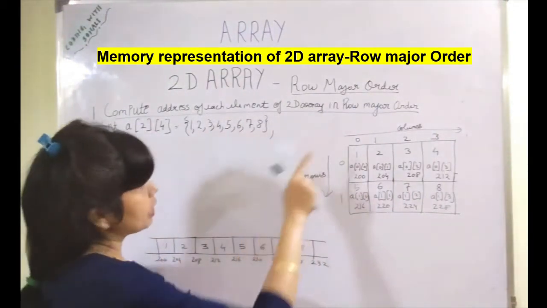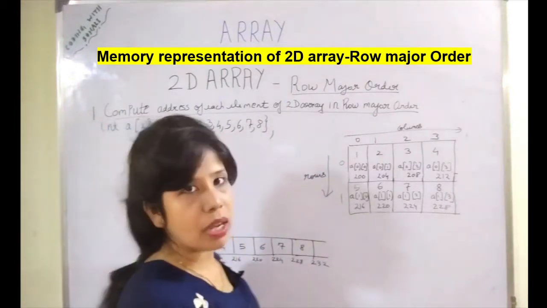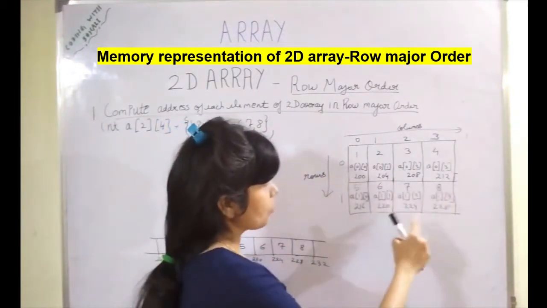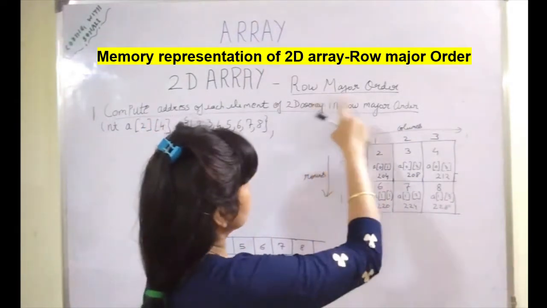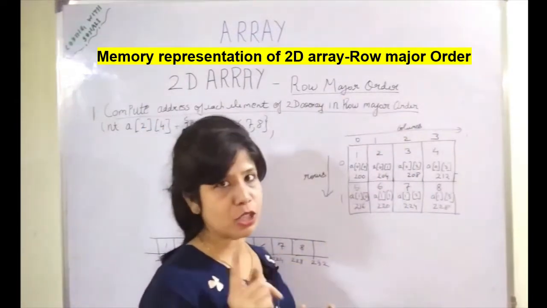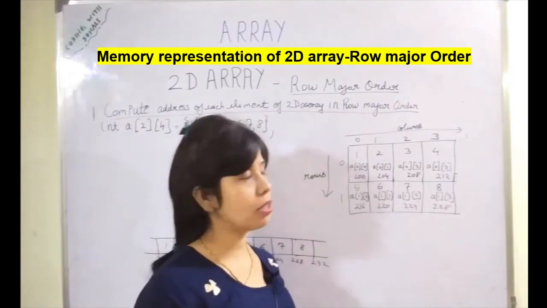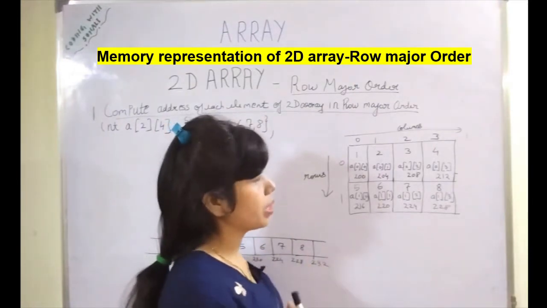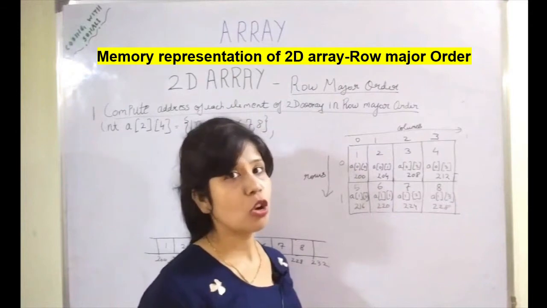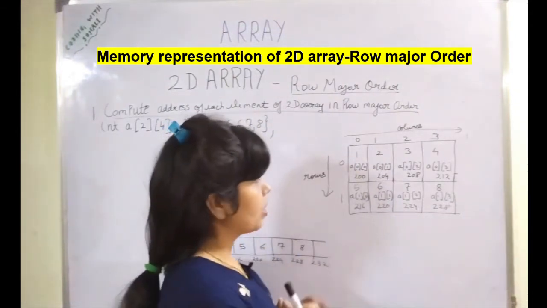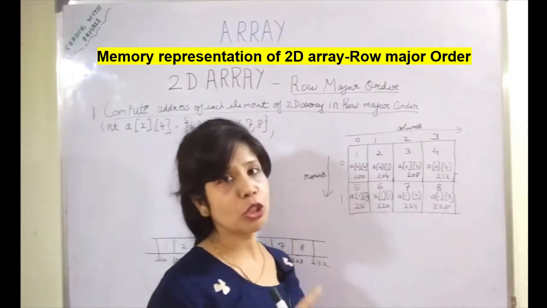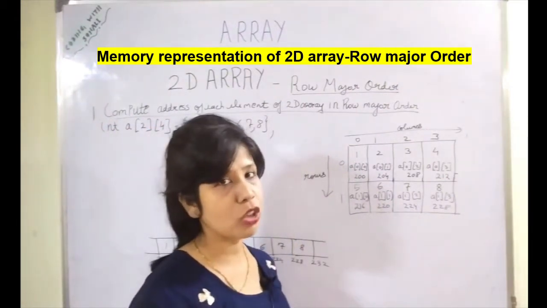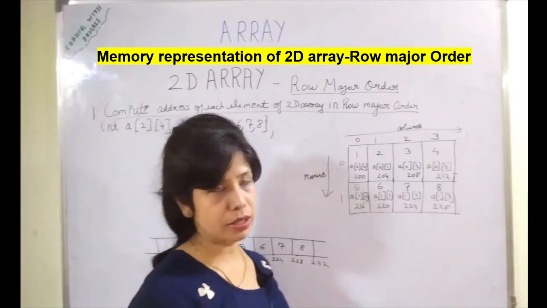So here we will draw the formula in order to calculate the address of each element of the 2D array by the row major order form. As I told, there are two ways. By row major order you can draw the formula and calculate the address of each element, as well as by column major order. By default, your compiler uses the row major order, which we will be seeing here.